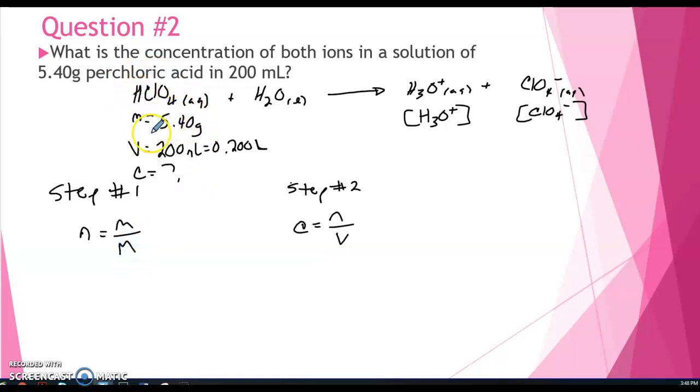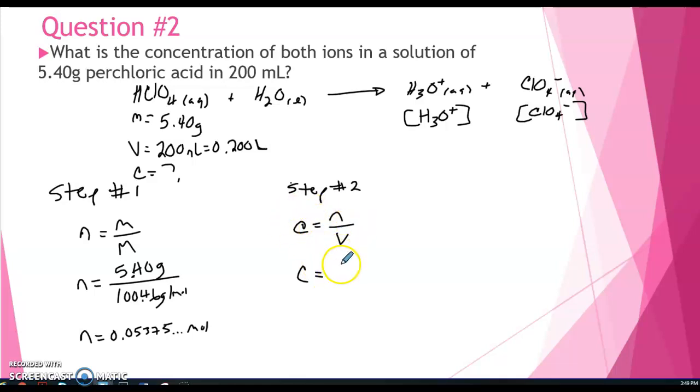We have mass, we have our formula, we can get our molar mass. I calculated that out already. So our mass is 5.40 grams, and we are going to divide by the molar mass, which is 100.46 grams per mole. From this, we can find the number of moles, which is going to be 0.05375 moles of that.